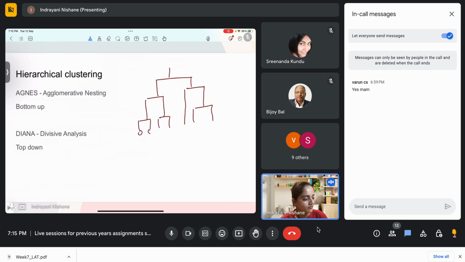So we have these 7 data points, say. These two are closest, so we club them in one cluster. These two are closest, clubbing them in one cluster. These two are closest, clubbed them in one cluster.